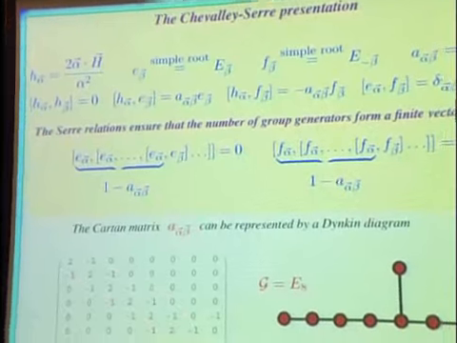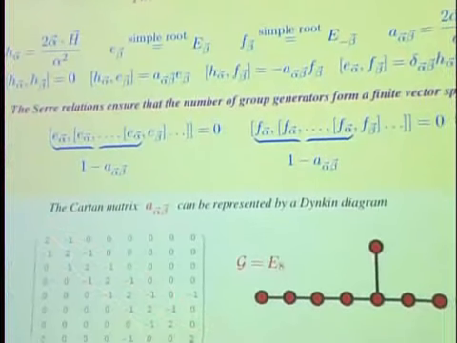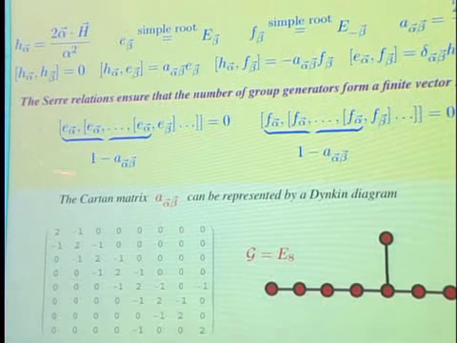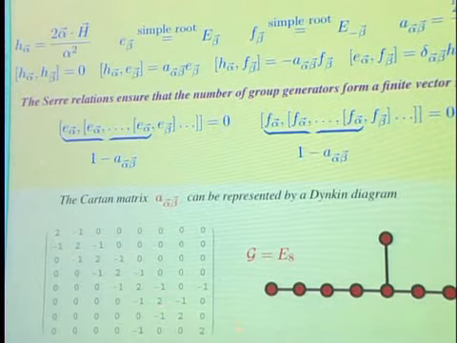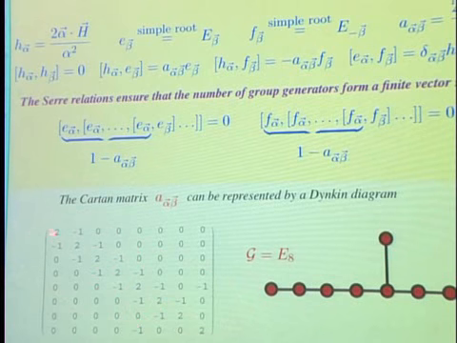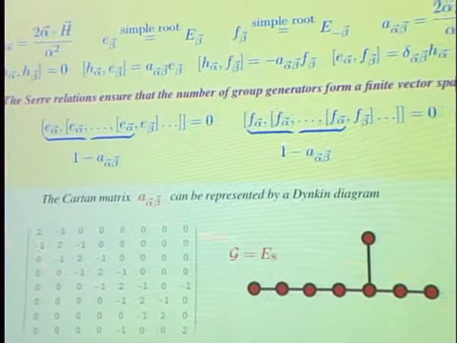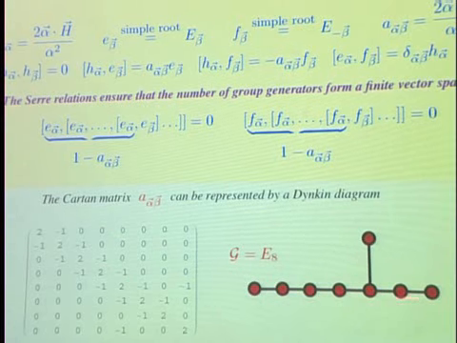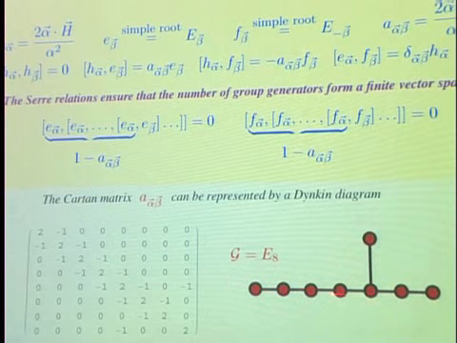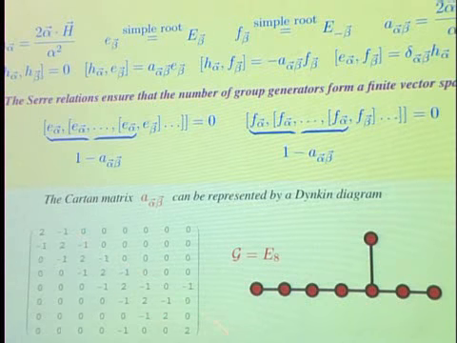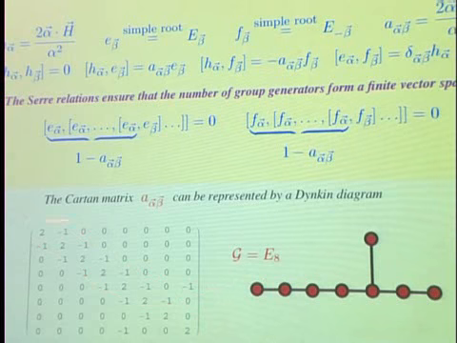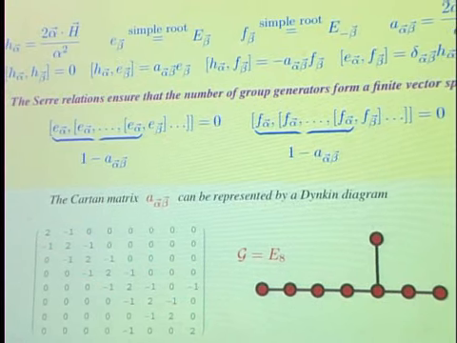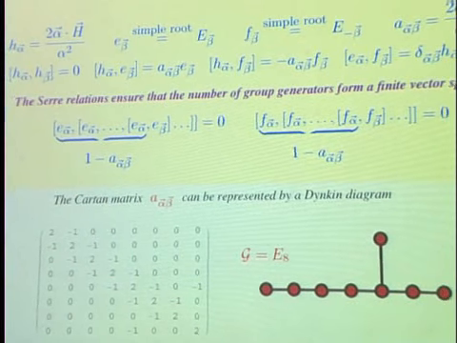You see that it has 2 on the diagonal, it has -1, and in general it has to have negative integers in the non-diagonal entries for this relation here to make sense. That can be represented by a set of nodes corresponding to simple roots and some links here, which correspond to the -1, the off-diagonal elements of the Cartan matrix.